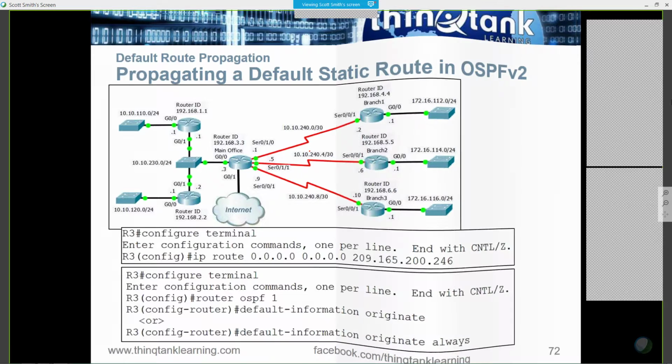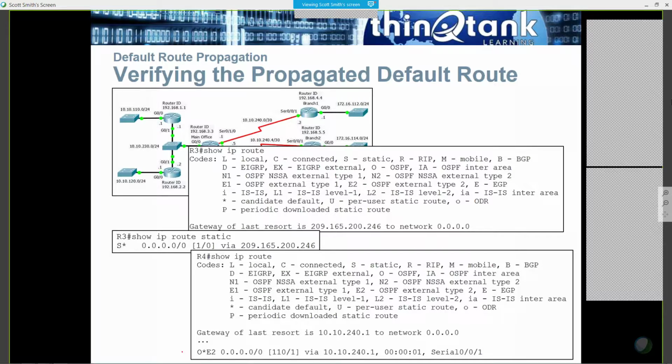It shows up as an OE2 route. You'll learn about that in the CCNP class. OE2 stands for External Type 2. All right, but you can see that's a default route. Star still means default. Star means default candidate, yeah.